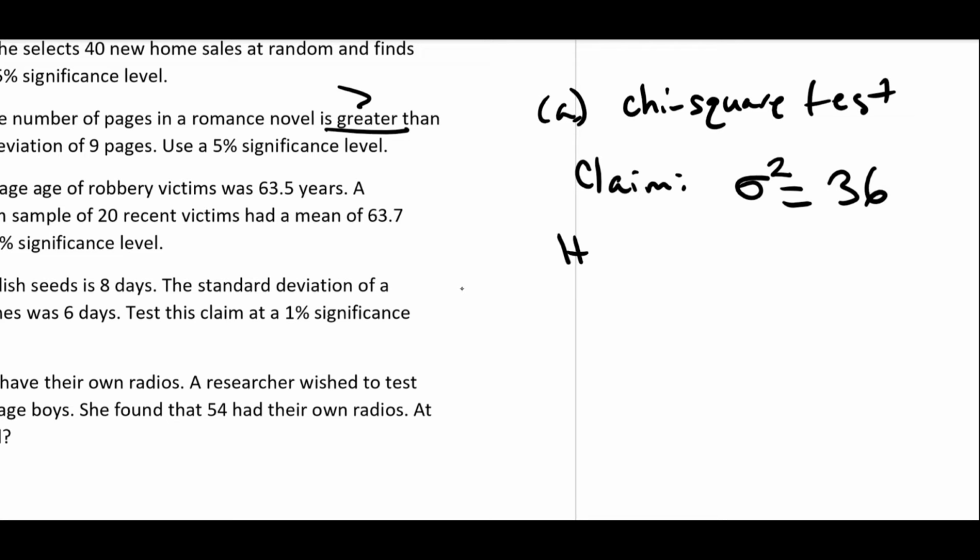So now we're going to do our null and our alternative hypothesis. We'll call this HA. It doesn't really matter. You can say HA or H1. So this claim is a statement of equality, so we're going to assign it to the null hypothesis. So this is our claim.